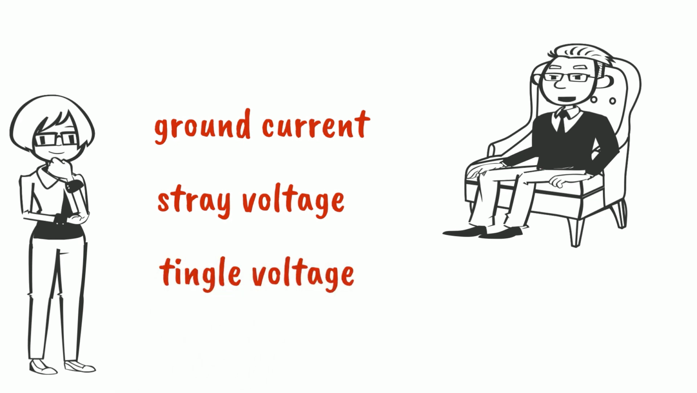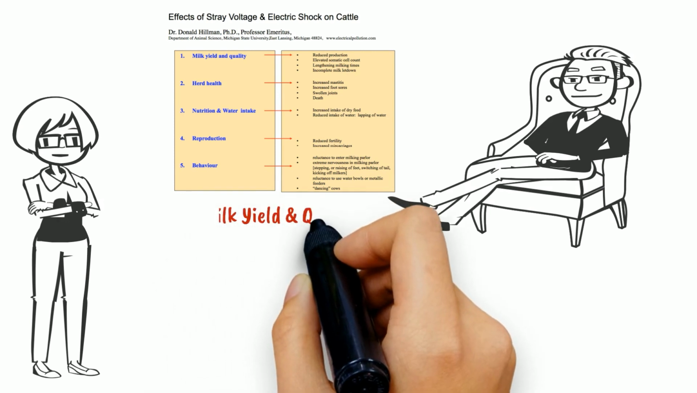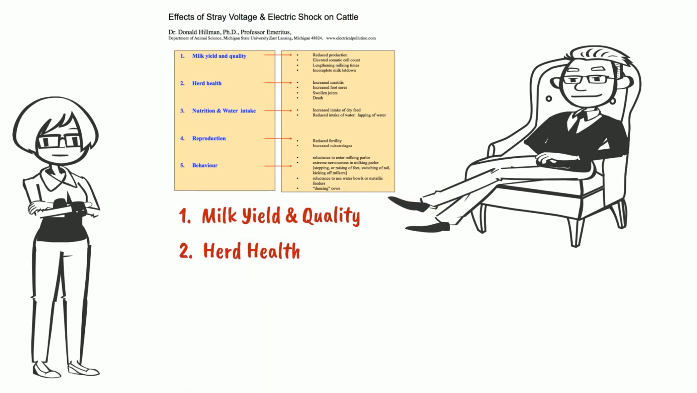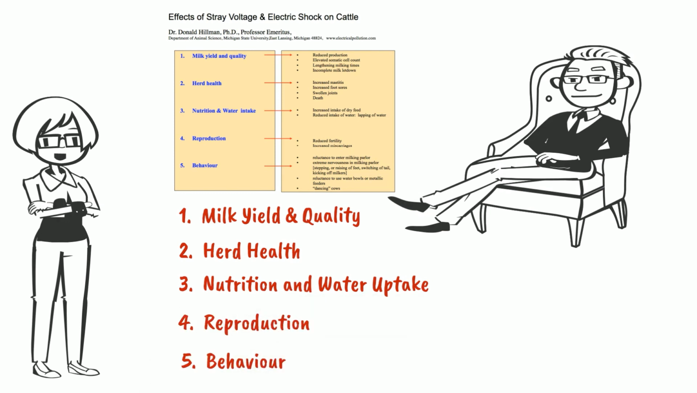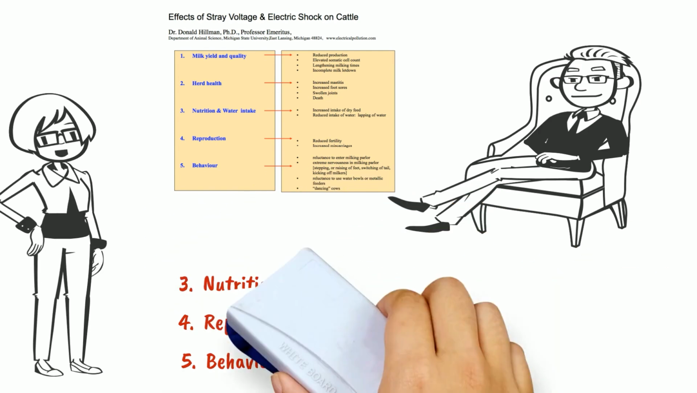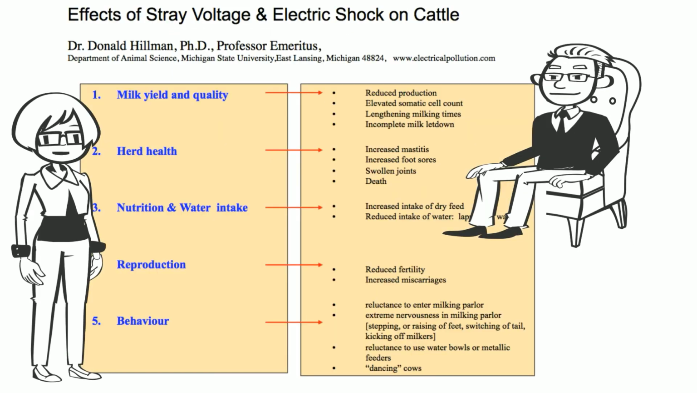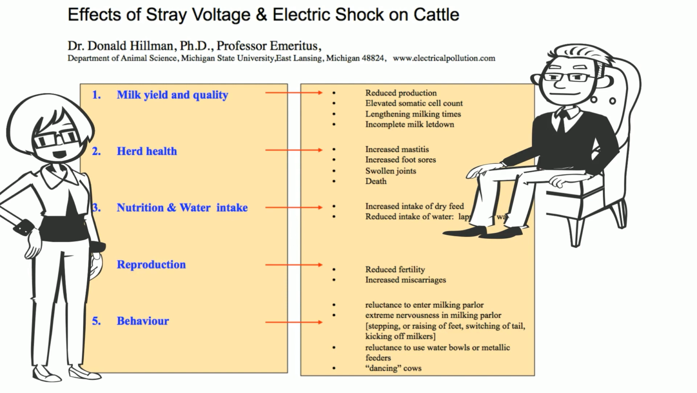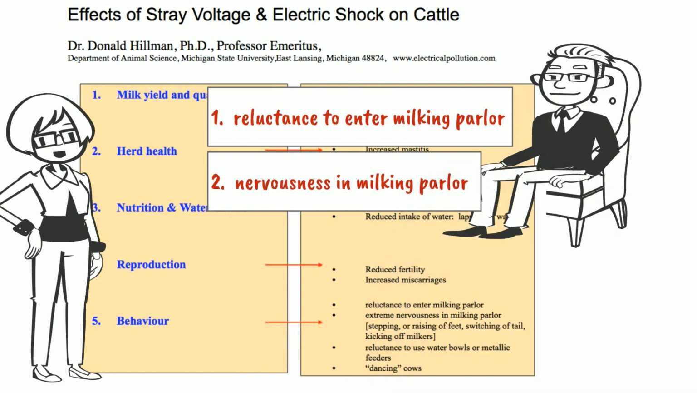Stray voltage was also commonly used, and today, some would like to refer to it as uncontrolled electricity. According to your chart, ground current affects milk production and quality, herd health, nutrition and water uptake, reproduction and behavior, which we already mentioned. That's going to take a bit of time. Let's finish the discussion about behavior and leave the rest for another video. That sounds good. Under behavior, you mention reluctance to enter milking parlor and extreme nervousness in milking parlor.